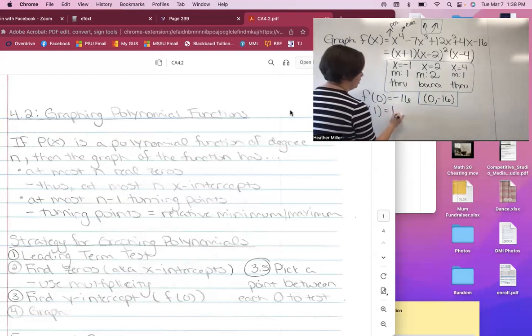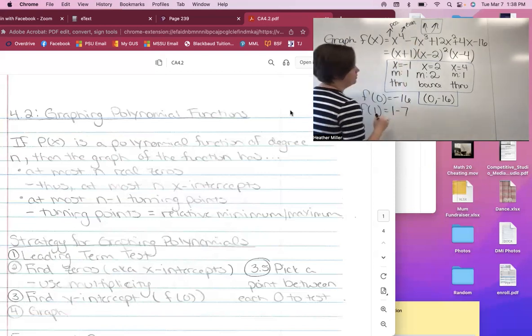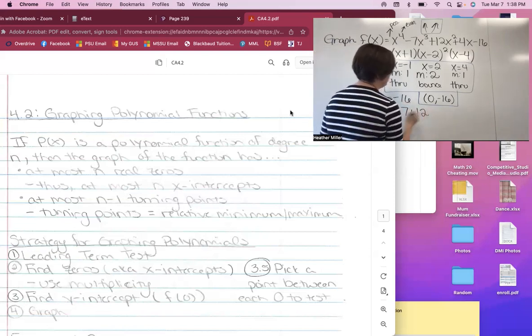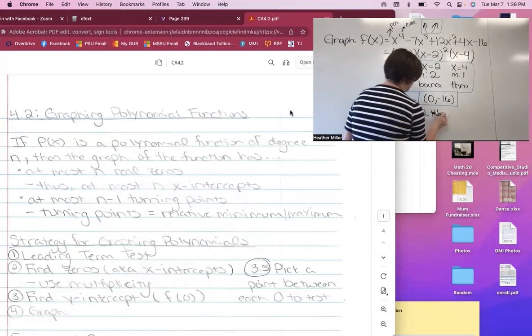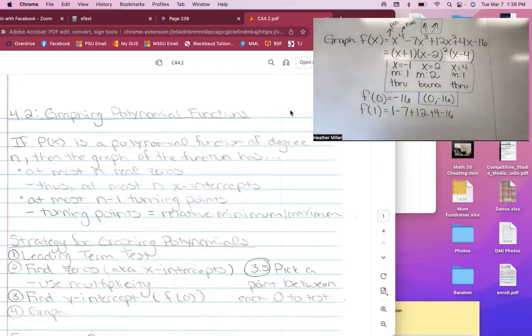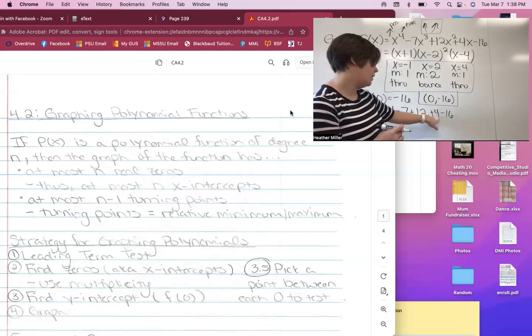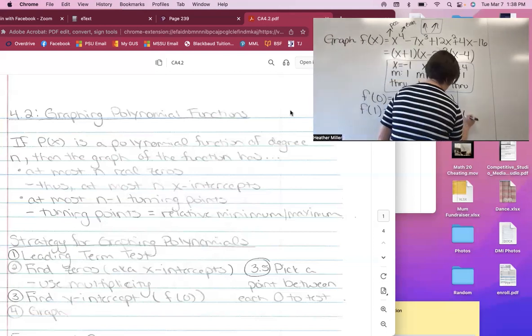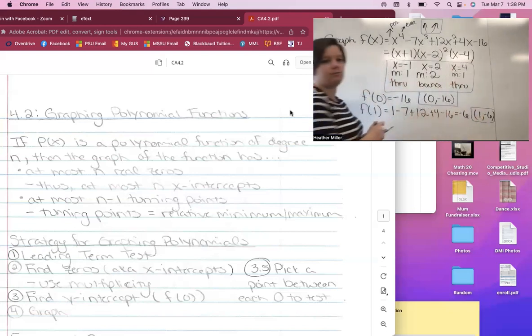When I plug that in, I have 1 to the 4th, which is 1. -7 times 1 to the 3rd, which is just -7. 12 times 1 to the 2nd, which is just 12. 4 times 1, which is 4, and -16. I do all of that so that I have -6, +6, +10, -6. So (1, -6). That's an extra ordered pair, so I know what's kind of going on in my polynomial.